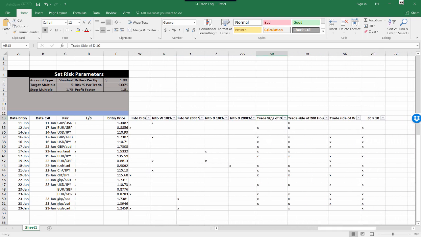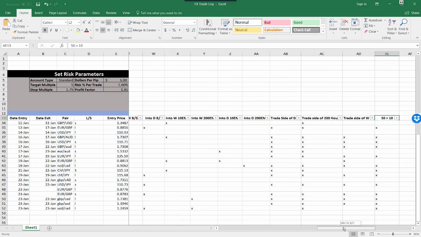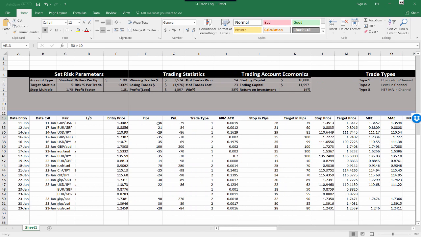And then am I on the trade side of the daily 10 period? So if I'm looking for a long, is price greater than the 10 period? The way that I measure that, I'll show you when we go to the charts. And then for the hourly, I'm using the 200, and then again the 10 period on the weekly. And then I'm using a 50 period and a 10 period moving average on the hourly. And if I'm long, I'm measuring if my 10 period is greater than my 50 period. So let's go to the charts, and we'll come back here and take a look at some stats.